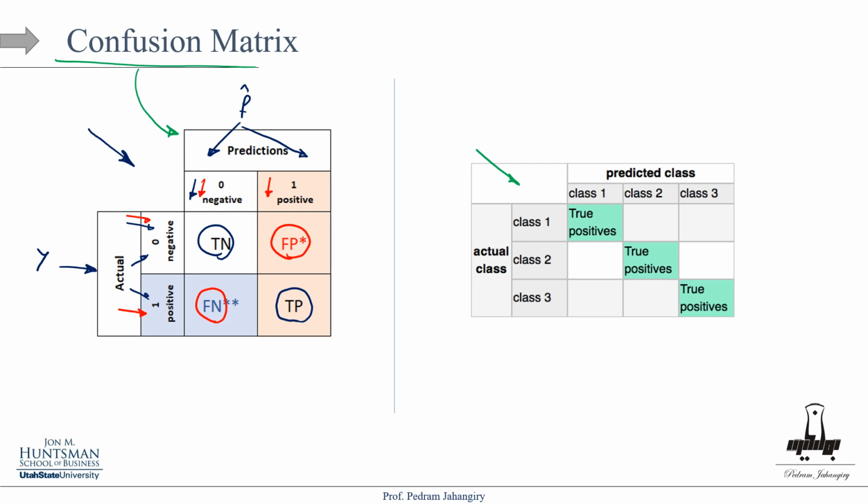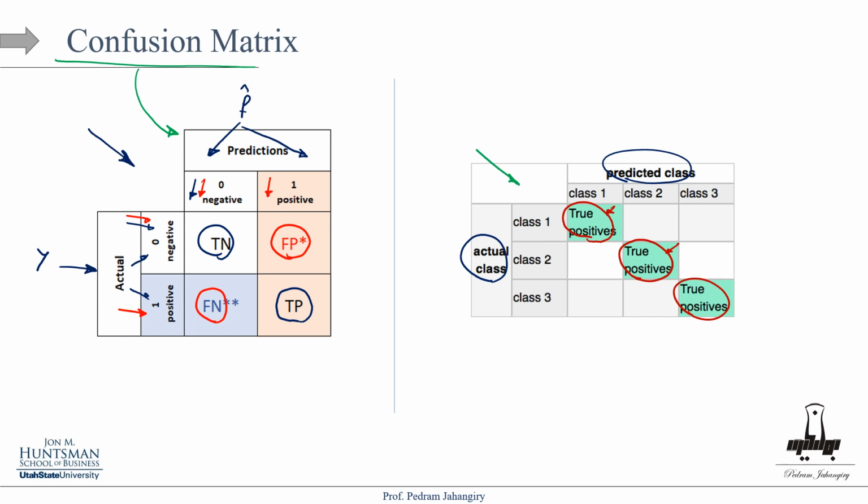Okay, now let's say in actual there are 3 classes, class 1, 2, 3, and these are what the model predicts: 1, 2, 3. And the correct predictions are on the diagonal. These are what matter most. Let's call them true positives: true class 1, true class 2, and true class 3. So these are good numbers. We want to maximize these numbers.